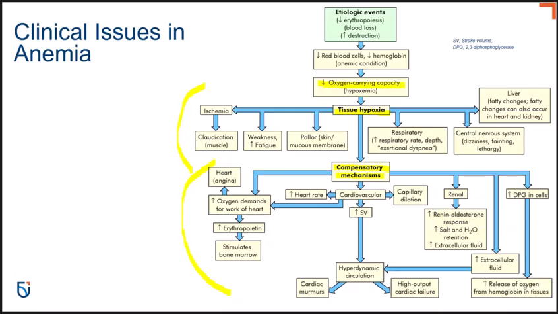But what I did want to point out to you that is new is this here, DPG. There'll be an increase in DPG in cells. What is DPG? It stands for diphosphoglycerate, and this is found primarily in red blood cells. And what it will do is it will promote the release of oxygen molecules bound to hemoglobin.